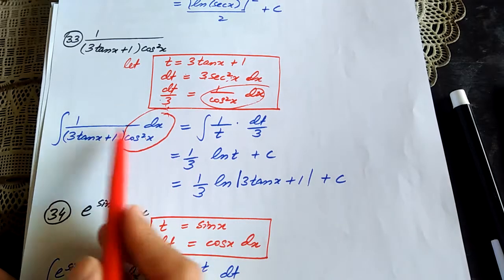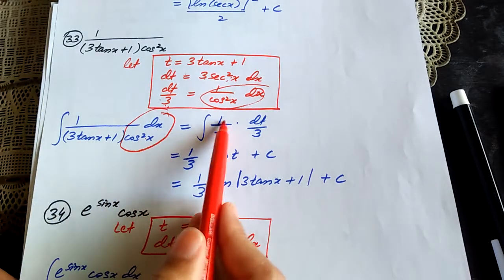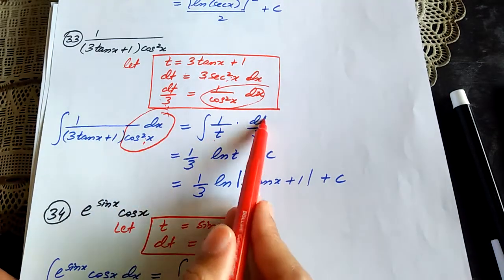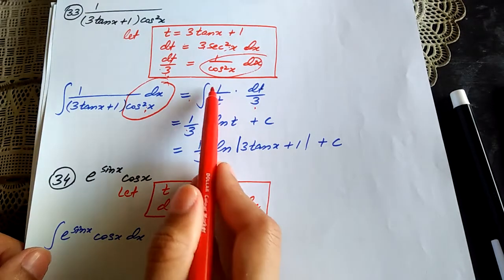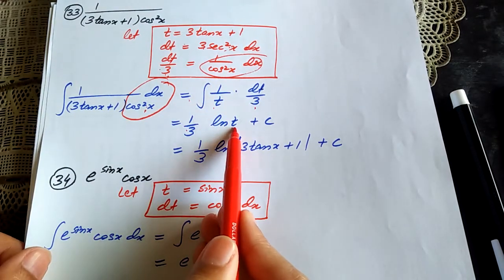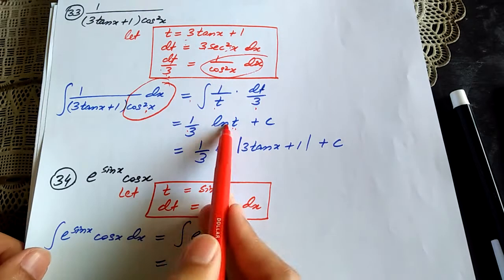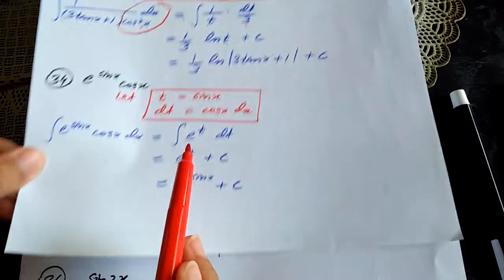Now replace the values. 1 over t and this thing will give us dt by 3. Move this 3 outside, 1 over 3, and the integration of 1 over t is ln t. Just put back the value of t here, we'll get this answer.